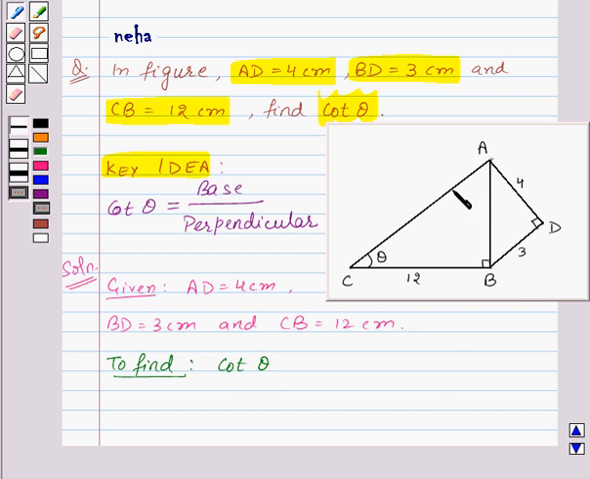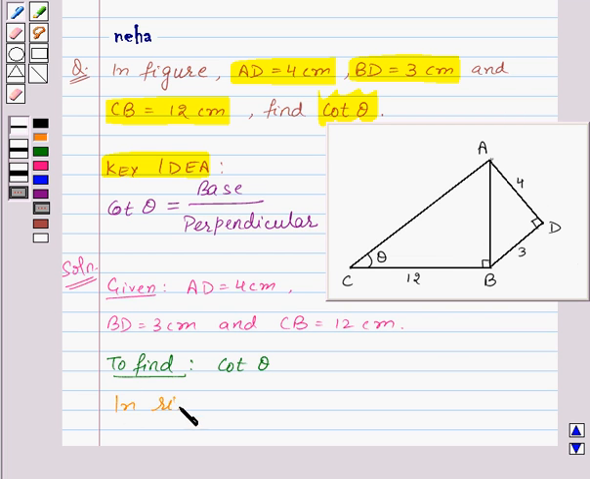Now here angle ACB is given to be theta. Angle ABC is a right angle and angle ADB is also a right angle. So that means triangle ABC and triangle ADB are right angled triangles. So first of all, consider the right angled triangle ADB.